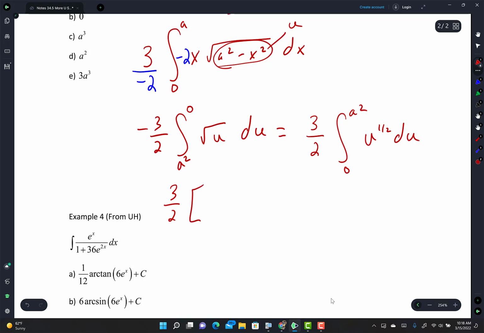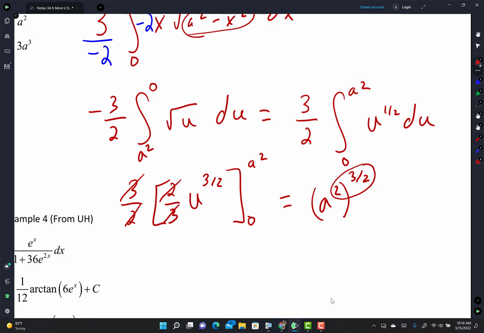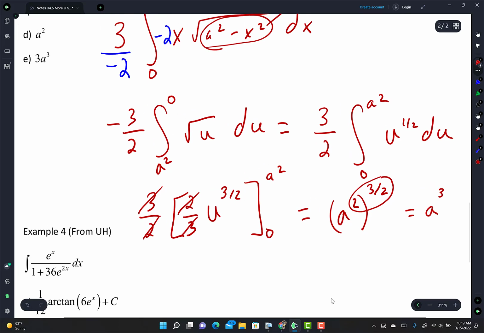3/2. What's the antiderivative of u to the half? u to the 3/2 times 2/3 from 0 to a squared. Notice that the 3/2 and the 2/3 are going to what? Cancel each other out. So all you're literally doing is a squared to the 3/2. Does everyone see what we did there? And do you guys know your laws of exponents? So a squared to the 3/2, that's just going to be a to the what? A to the 3rd, guys. Just multiply the exponents. So is there an a cubed in there?